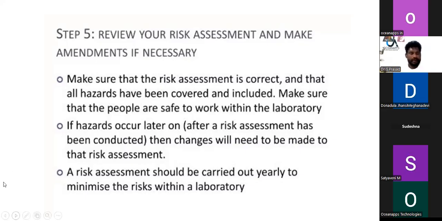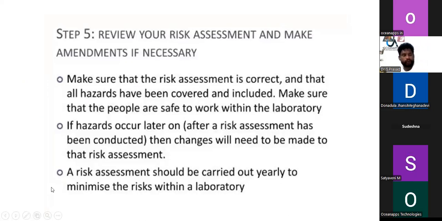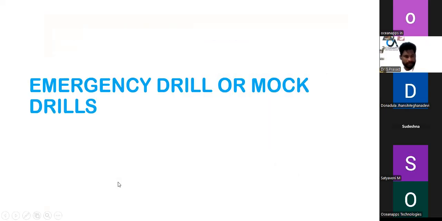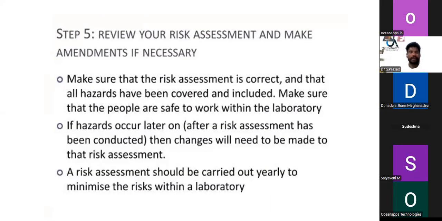Next, a risk assessment should be carried out yearly to minimize the risk within a laboratory.